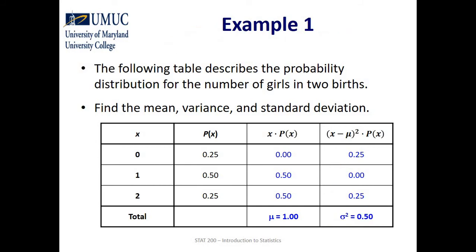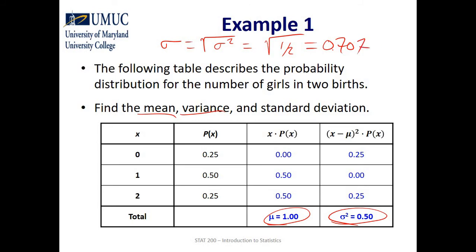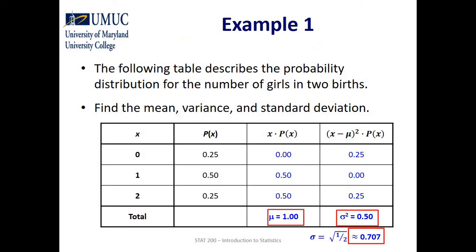Well, we want to find the standard deviation. So we have the mean and the variance here and here. How do we get the standard deviation? Well, just recall the standard deviation is the square root of the variance. So the square root of 1/2 is equal to 0.707. So there we have all of our values, and we worked those out by hand.